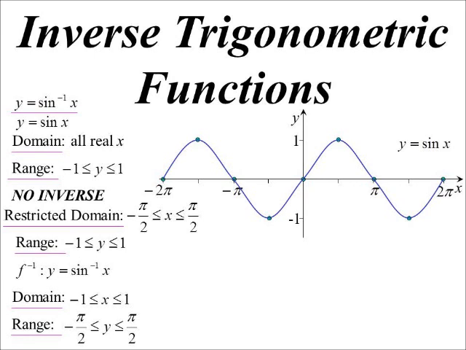This explains why when you go to your calculator, it only gives you answers from minus 90 to plus 90. Because your calculator is dealing with a function. It can only give you one answer. It can't give you multiple answers.